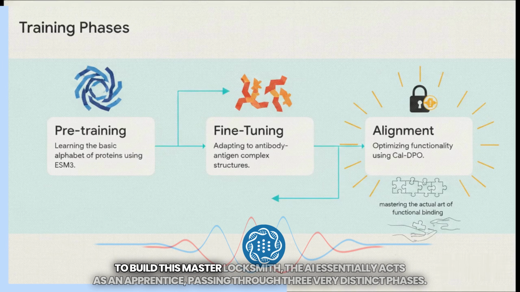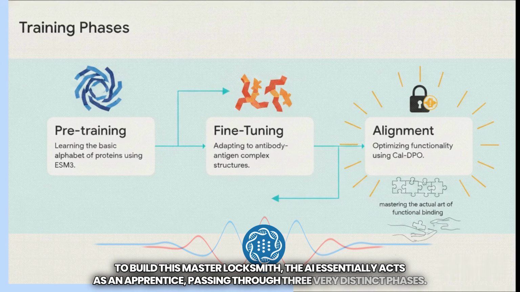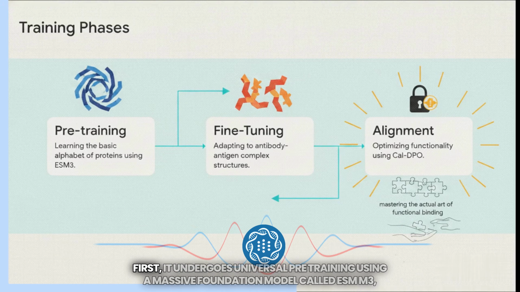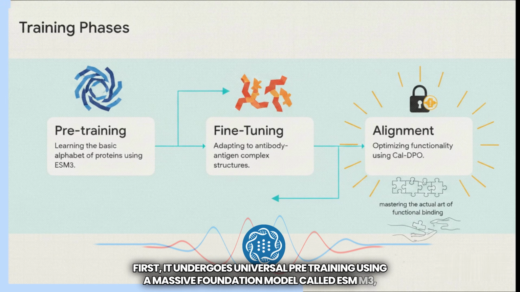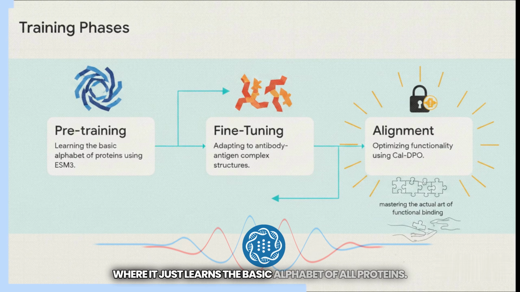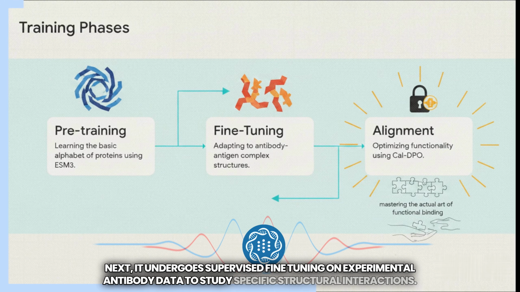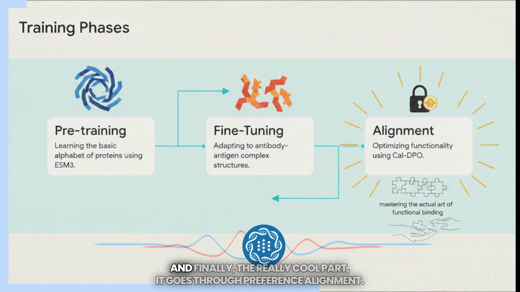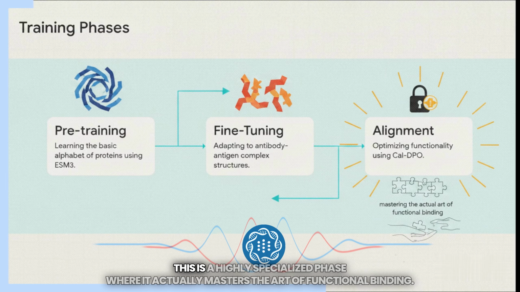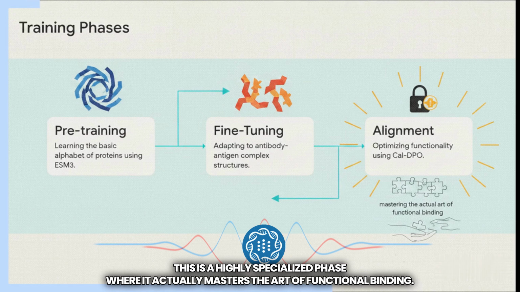To build this master locksmith, the AI essentially acts as an apprentice passing through three very distinct phases. First, it undergoes universal pre-training using a massive foundation model called ESM3, where it just learns the basic alphabet of all proteins. Next, it undergoes supervised fine-tuning on experimental antibody data to study specific structural interactions. And finally, the really cool part, it goes through preference alignment. This is a highly specialized phase where it actually masters the art of functional binding.